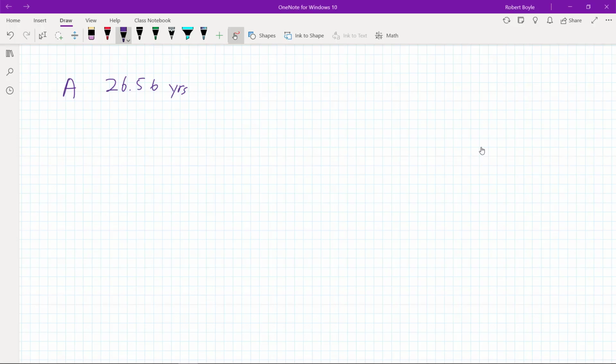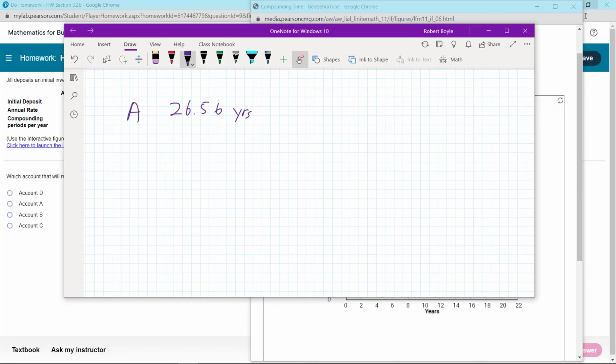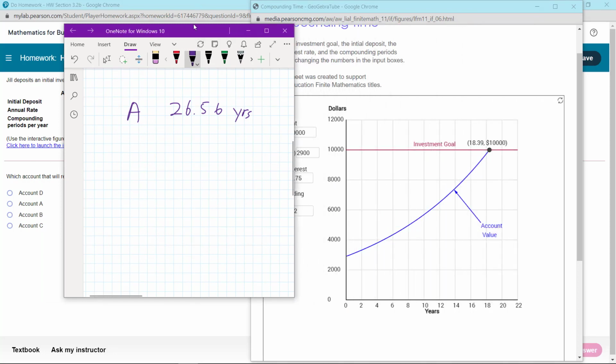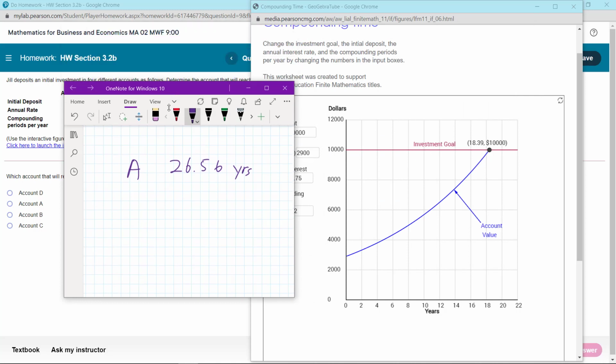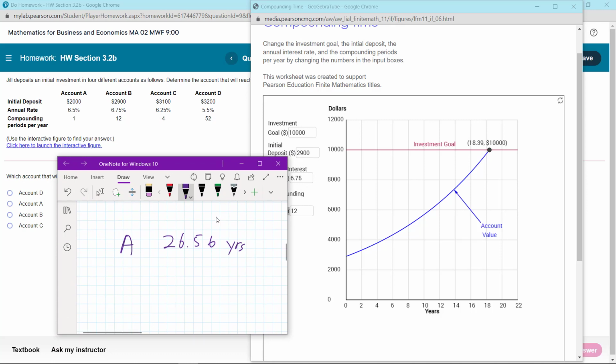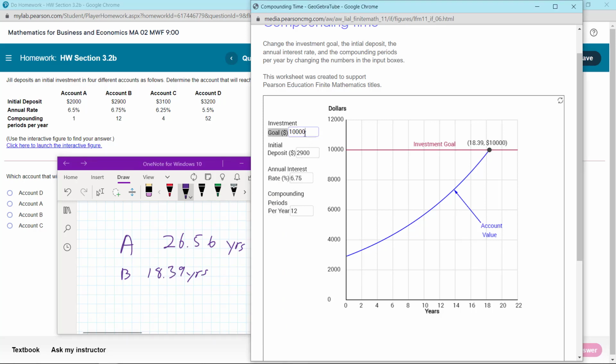Okay, so actually let's kind of do this. Let's bring OneNote up. Let's actually make it smaller. And we can just go ahead and put that right here. And okay, so for B, we have 18.39. So B is going to be 18.39 years.